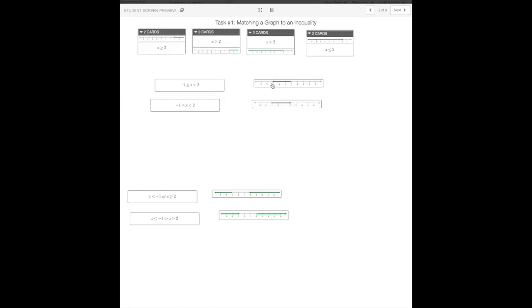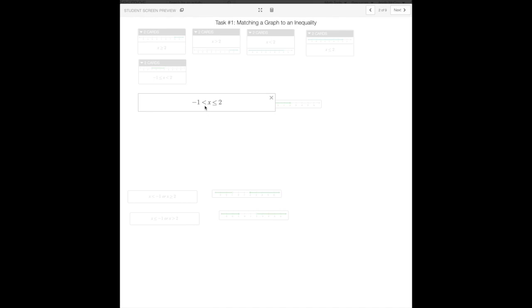I'm going to go ahead and match those two. Move it out of the way. And so I know these two go together, but let's just look at it. -1 is less than x, less than or equal to 2. All right, open circle on -1, closed circle on 2.